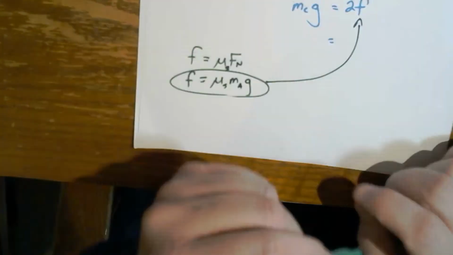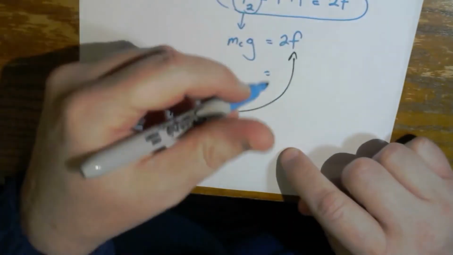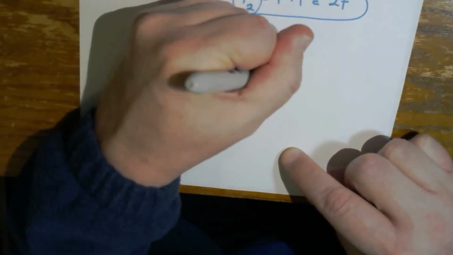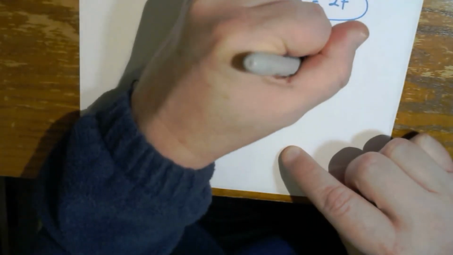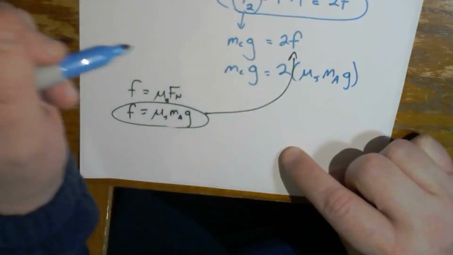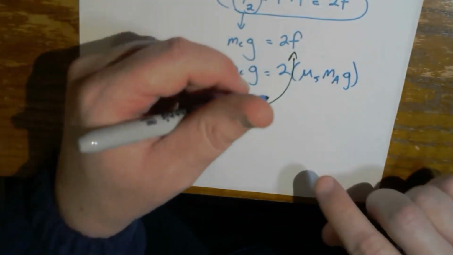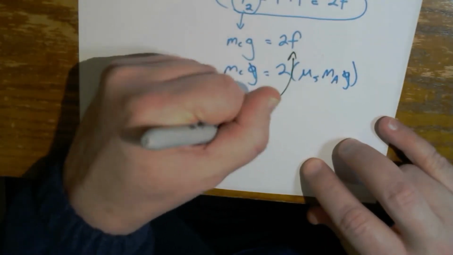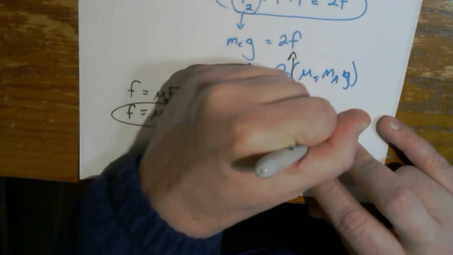So I'll make that substitution for my friction, and that leaves me with mc times g is equal to 2 times our friction, which is mu s ma times g. That allows us to cancel the g's, and so mc is 2 mu s ma.